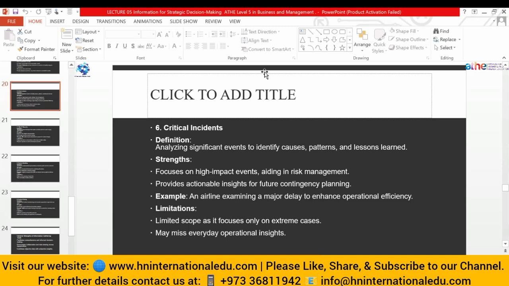Provides actionable insights for future contingency planning. Why? We all know that whenever we take a decision, there are risks associated with it. Just to overcome that, we always make backup plans. These are called contingency planning. For example, an airline examining a major delay to enhance operational efficiency. Sometimes our flights are delayed. It is due to weather, and sometimes there are technical glitches in the plane.